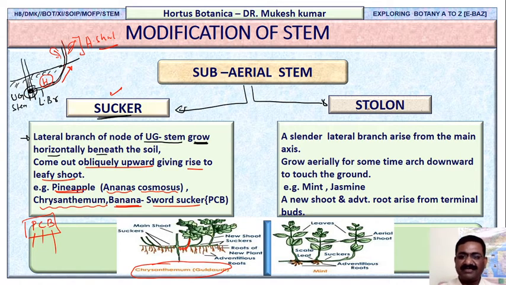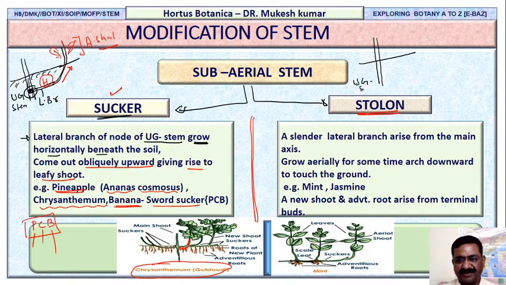Fine. Similarly, think about the stolon. What happened in the case of stolon? Just go through this diagram or figurative description. See, this is the same condition. This is the underground stem. This is the node of the underground stem. It grows laterally. First, how does it grow? Yes, it grows obliquely. Here, first position was horizontal, second position was obliquely.